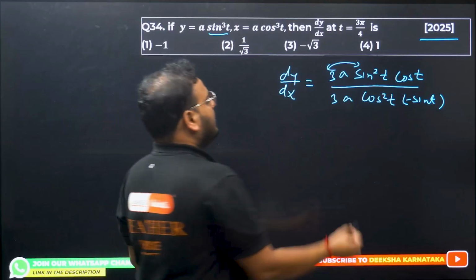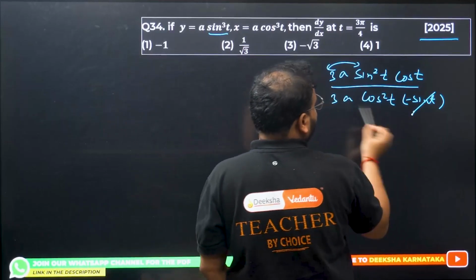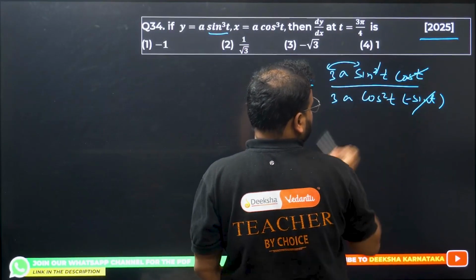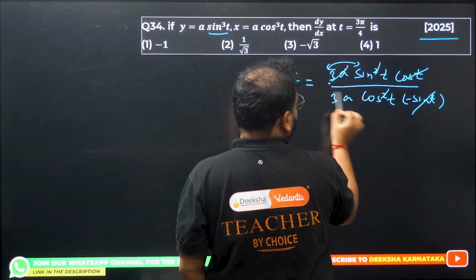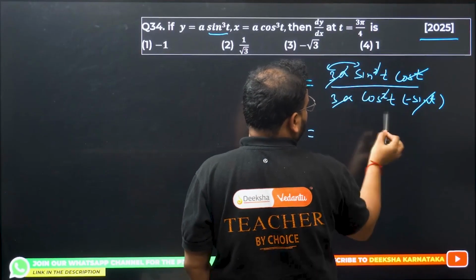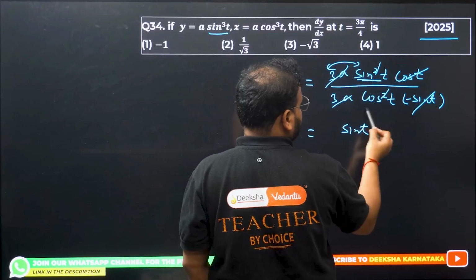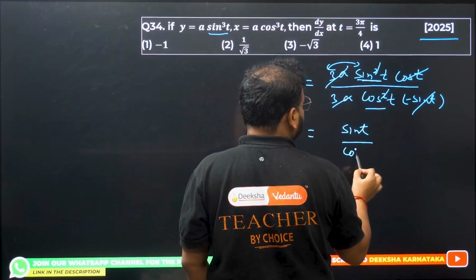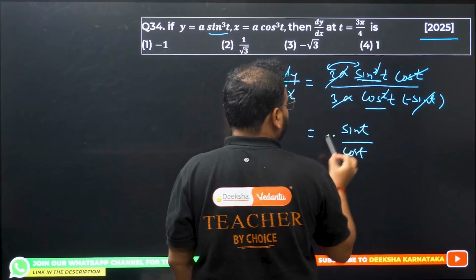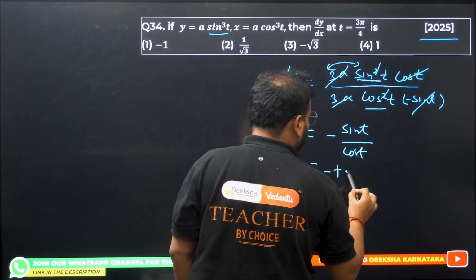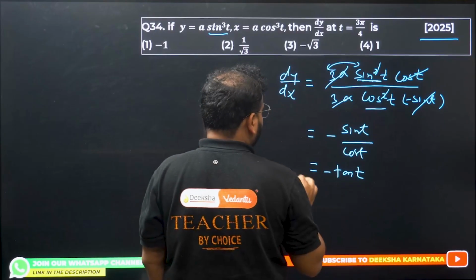Okay? Check this out. One sine is getting cancelled with this sine. This cos cancelled with this cos. 3a is cancelled with 3a. I'm getting sine t by cos t. Sine t here, this is left, 1 sine t, and this cos t is left. So sine t by cos t. There's a minus sign. Put a minus sign. I get minus tan t as my derivative.